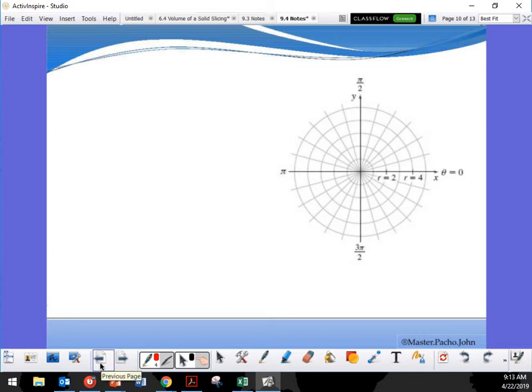Okay, so what was the next one? What was question B? 2, negative pi over 4. All right, so my radius is 2, and negative pi over 4, so that means it's going to be right about here. It's going to go here. So it is 1, 2. There we go. So it's going to be that right there.